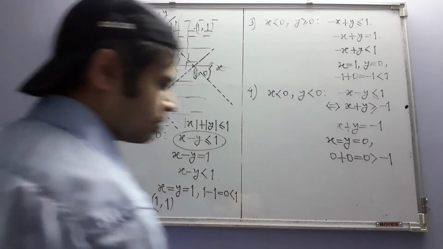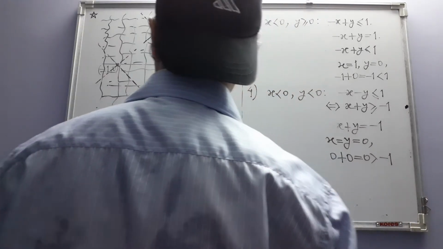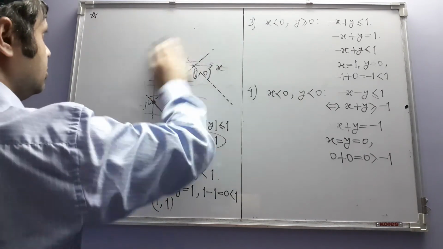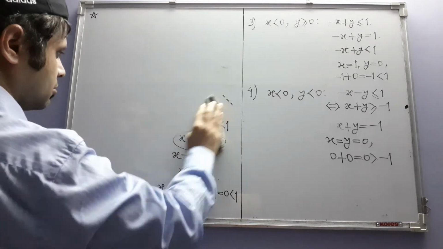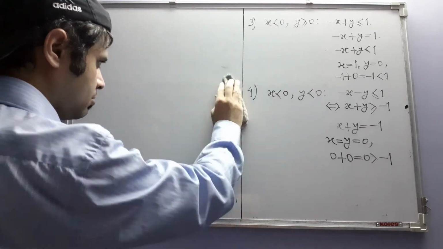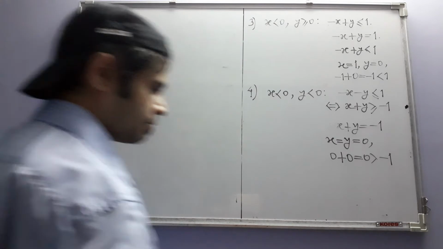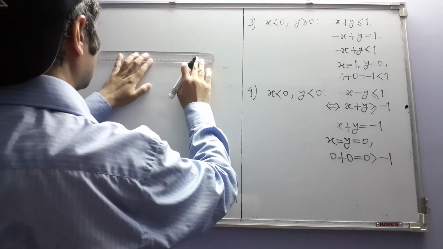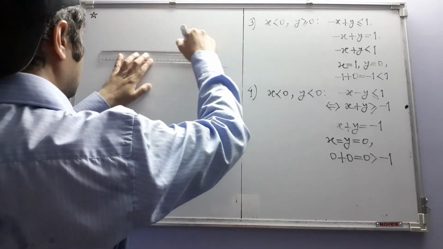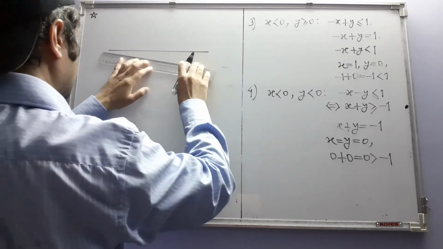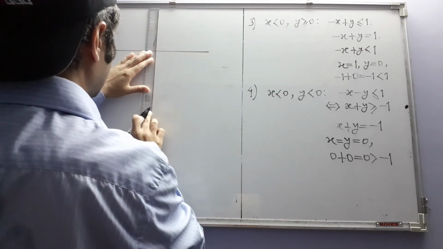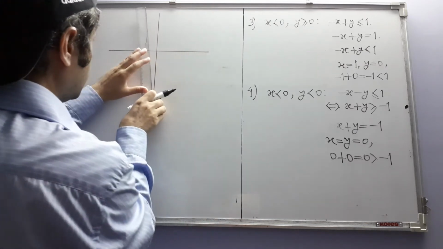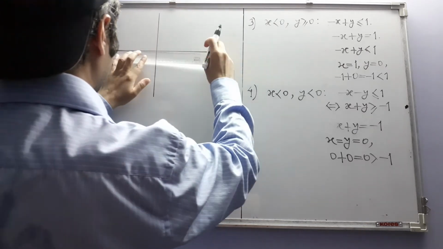Okay. So our final graph will be this. The previous graphs I drew somewhat large for the sake of explanation, but this one I need not draw too large.